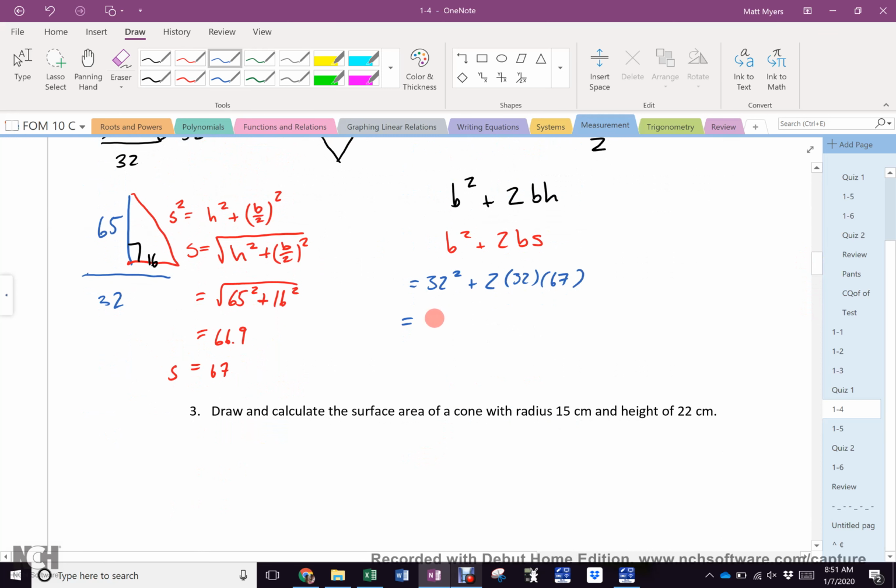What is it? Ladies and gentlemen, it's punching 6 numbers on your calculator. What is it? 5,312. Thank you.